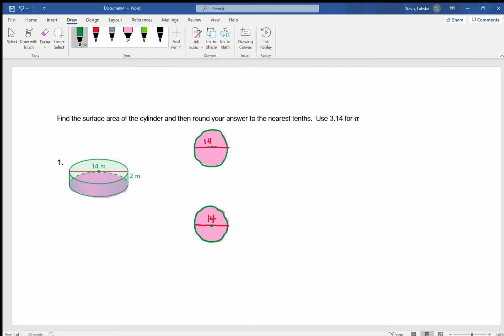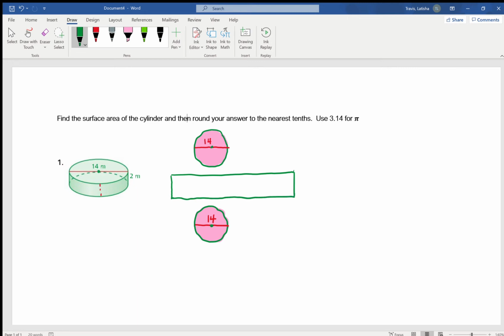Now the middle piece, when you open the cylinder up, if we were able to take that cylinder and cut down the middle piece and open it up, we would get a rectangle. So I'm going to do my best to draw that. So it's going to be a long, thin rectangle, because it's only 2 meters in height.